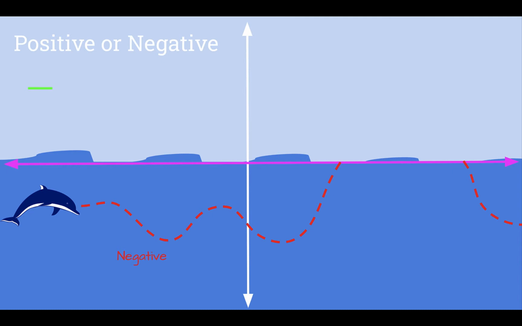So the dolphin started negative and then jumped out of the water, and then once it's back in the water, it's negative again. The time that it is out of the water is positive. It is above the axis. So you can see here it started off negative, then at some point it switched to positive, then went back to negative based on where it was located above or below the x-axis.